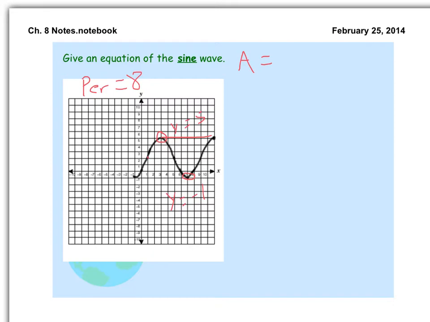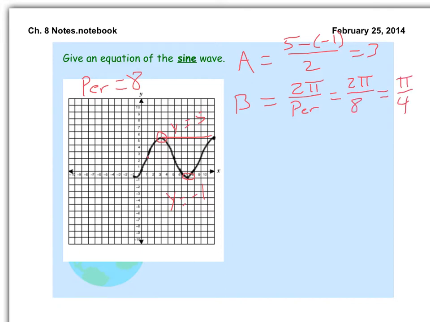You saw on the previous slide that amplitude is max, which was 5, minus min over 2, which comes out to be 3. Okay. B, if we rearrange that equation that we had before, which is that 2 pi divided by b is the period, we can algebraically rearrange that to say that 2 pi divided by the period is b. Well, in our case, that's 2 pi over 8, and that means that b is pi over 4. Okay, so there's A and B.